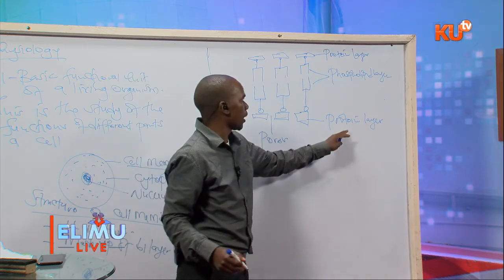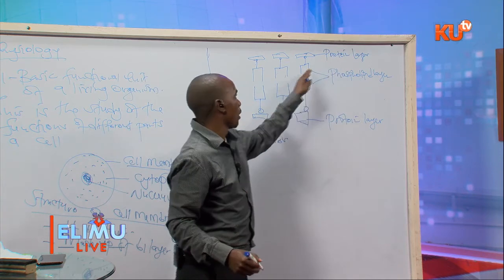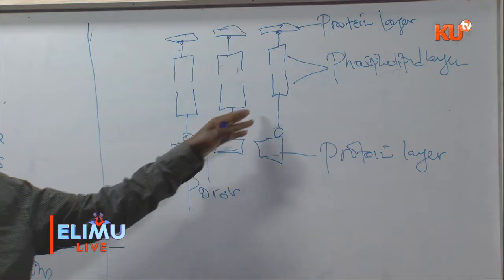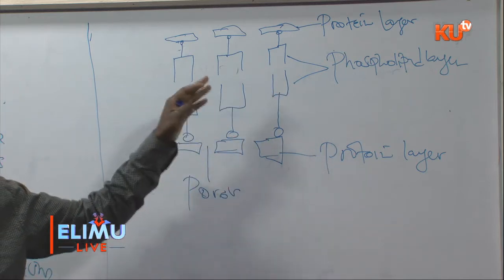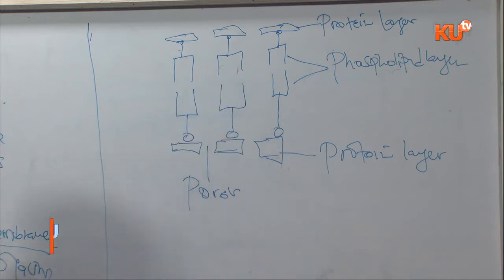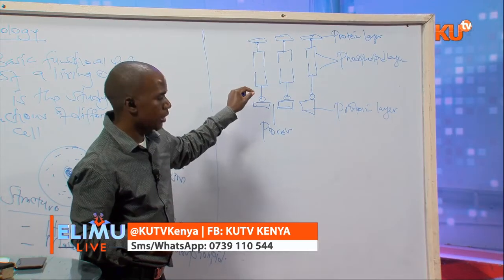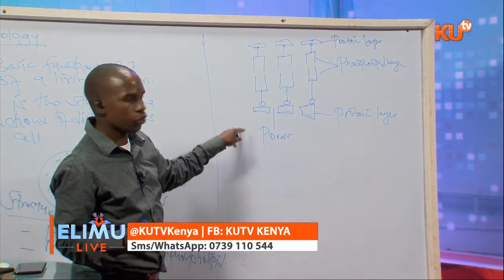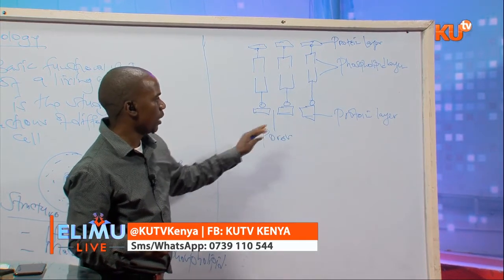So we have the protein layer here, we have the phospholipid layer here, and we also have the protein layer above here. You can also find that these protein layers are embedded within the phospholipid layer. And the major function of these layers that we are mentioning is to ensure that the proteins or the lipids do not enter the sites where they are not required. So that is the major function of the protein layer and the phospholipid layer.